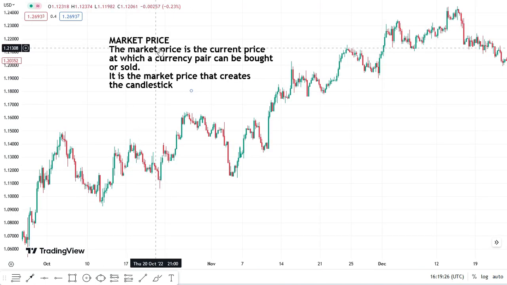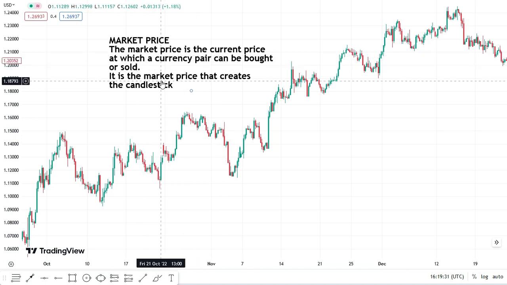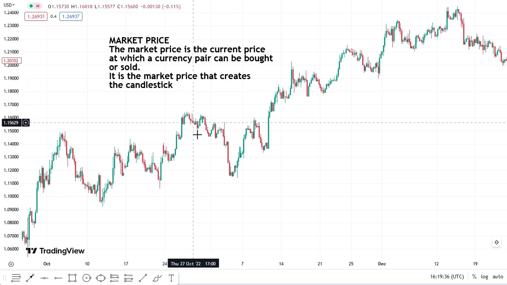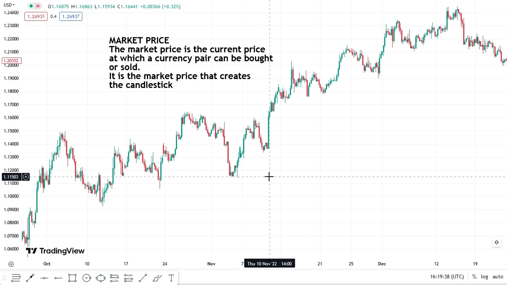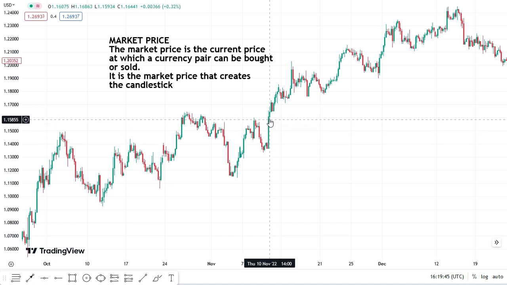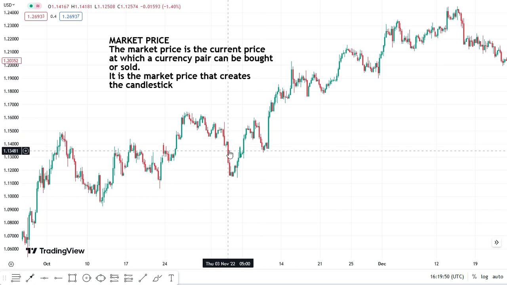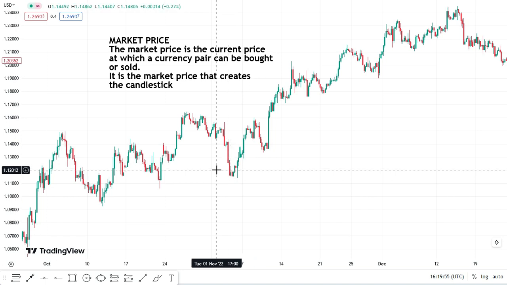The market price. The market price is the current price at which a currency pair can be bought or sold. It is the market price that creates the candlesticks. So this is where you will understand it. If buyers are in the market, their candlestick goes up, so it is creating the candle upwards. And if the sellers are in the market, their candlestick goes down, so it will be creating a decline in price. So the price will be going down. That is how you will know that it is the market price that creates the candlesticks.